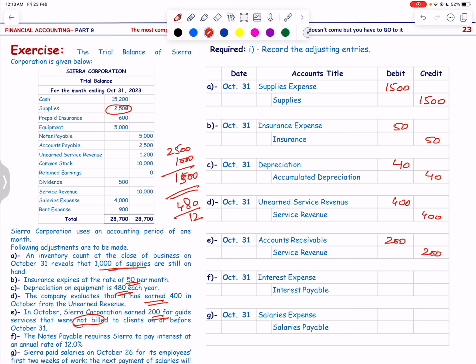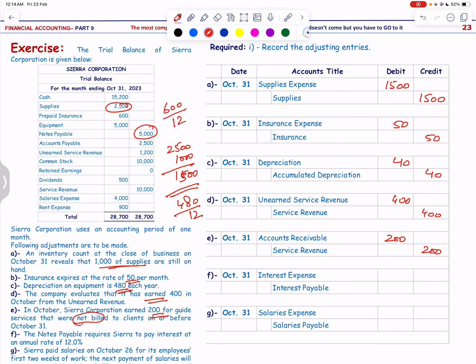The notes payable require Sarah to pay interest at an annual rate of 12%. Now you can see that the notes payable are 5000 and this is going to be at the rate of 12%. So 12% of 5000 will be how much? 12 times 5 is 60. That will be equal to 600. Now this is for 1 year and we have to calculate for 1 month. So we divide by 12. So 12 times 5 is 60. That makes 50 as such.